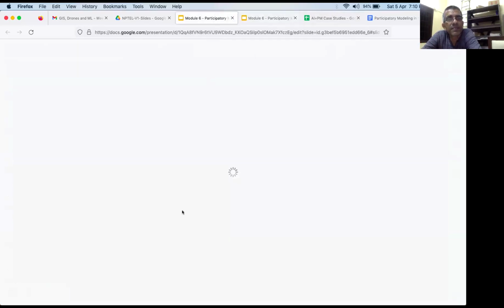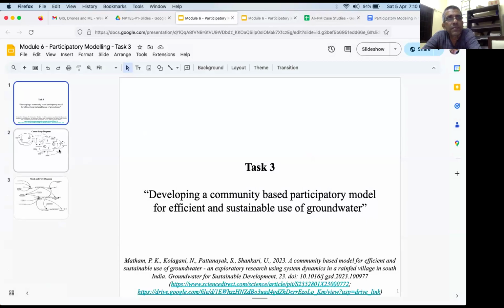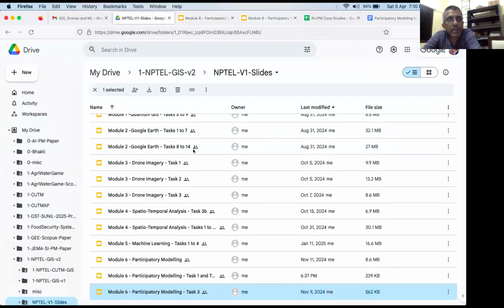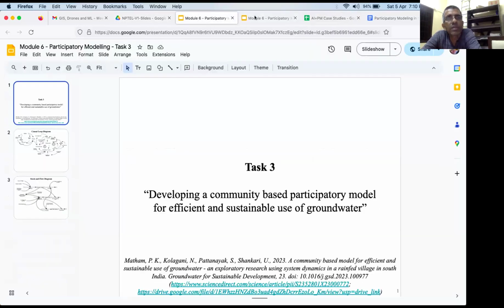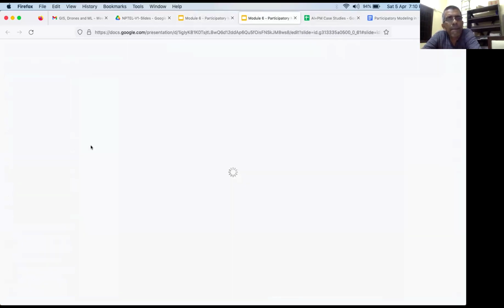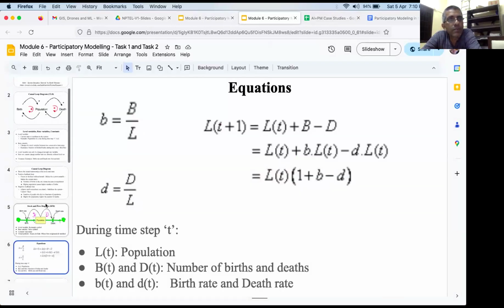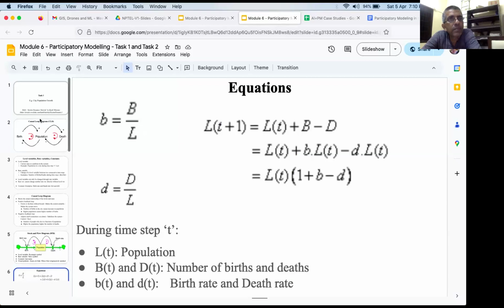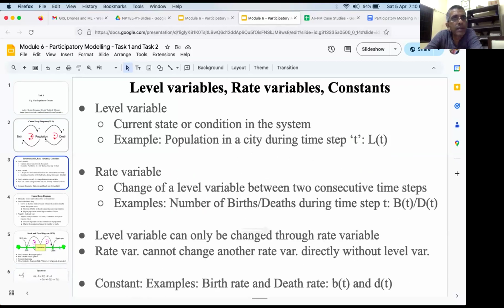Next is, so are both the tasks over in that? I don't know why it's taking so long. Task 1.